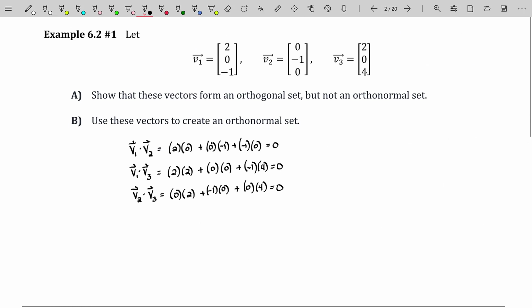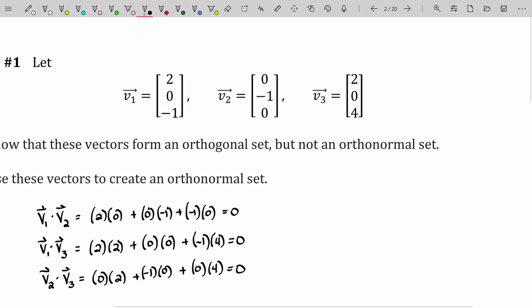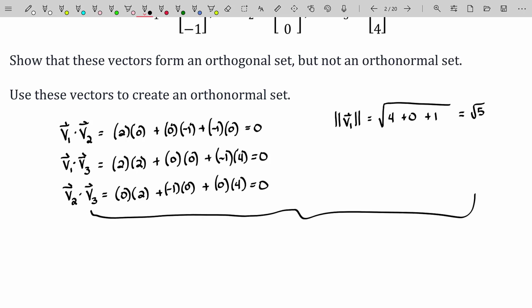Now this shows that these vectors form an orthogonal set, but we still need to show that they're not of unit length. Technically, v sub 2 is of unit length, but all I need is one of them to not be of unit length for the entire set to not be orthonormal. And there we go. The magnitude of v sub 1 is the square root of 5, so therefore the norm of v sub 1 is non-unit. It's not equal to 1. So just this group of conditions right here tells us that the set v1, v2, v3 is an orthogonal set.